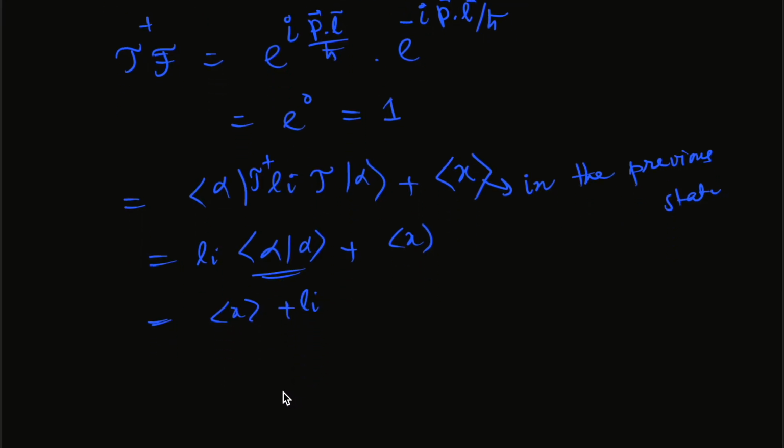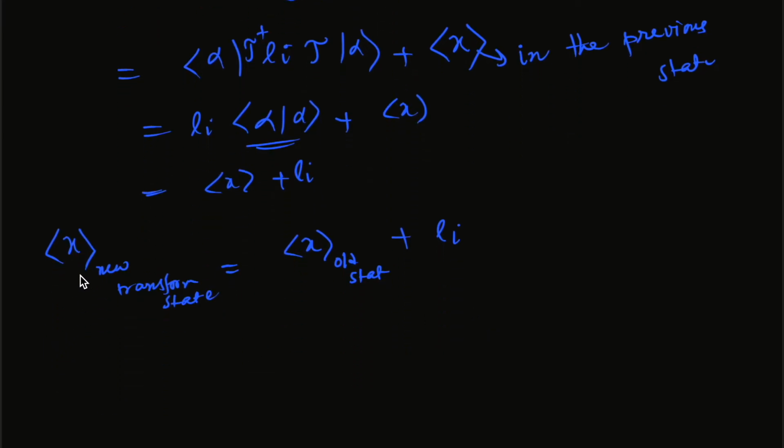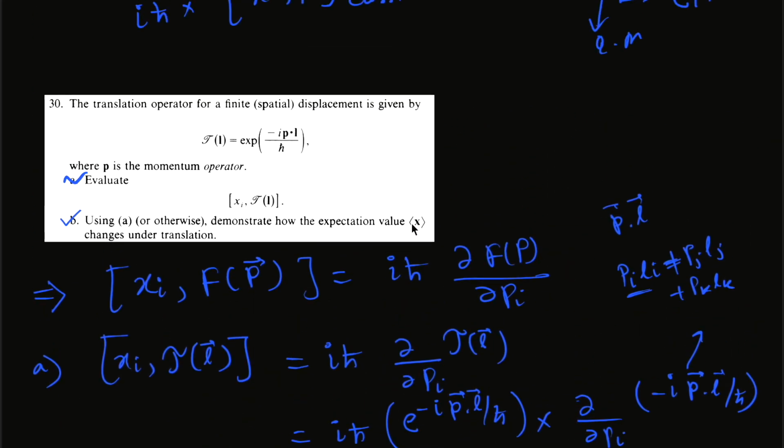So from here we can see that the expectation value in the new transformed state is equal to the expectation value of the position of the old state plus li. So that means after the transformation, the expectation value of the position of the state will change by amount li. So it is asked in question B. So we have solved the question.